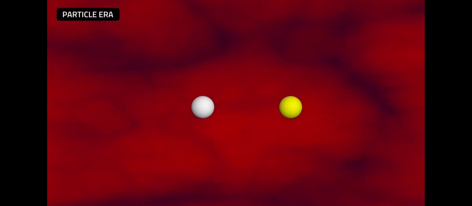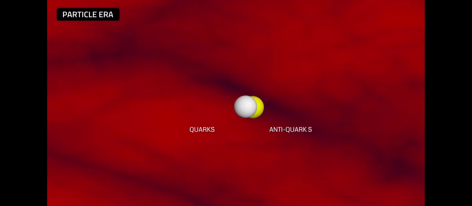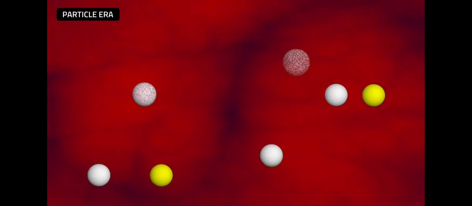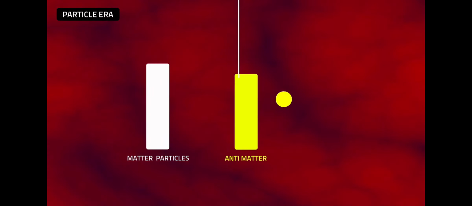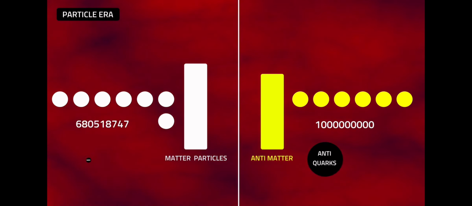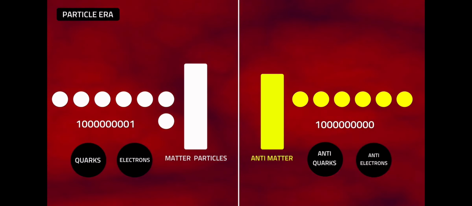When the particle era began, both matter particles, quarks and antiquarks, were formed in equal numbers and constantly annihilated each other to become pure energy again. But fortunately, the universe created slightly more matter particles than antimatter particles. That means for every billion antiquarks created, there are 1,000,000,001 quarks created. Electrons and anti-electrons are also created in a similar process.